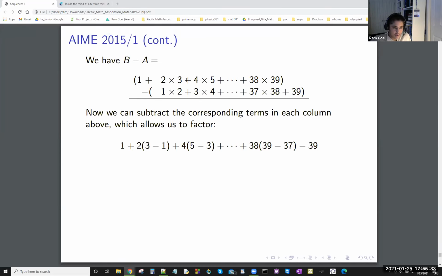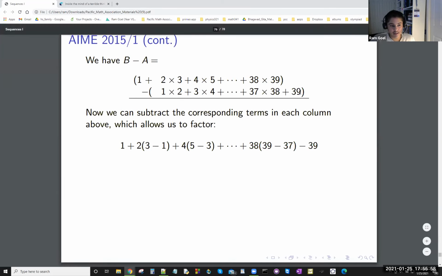Similarly, we're calling these columns, these blocks of 2, because they have a common number, so we can factor. If we subtract these, we have 4 times 5 minus 3 times 4, which is 4 times 5 minus 3. And if we keep going, it'll be 38 times 39 minus 37. Again, we're doing minus because everything is in the minus. And finally, we subtract off the 39. So now B minus A is equal to this thing right here.